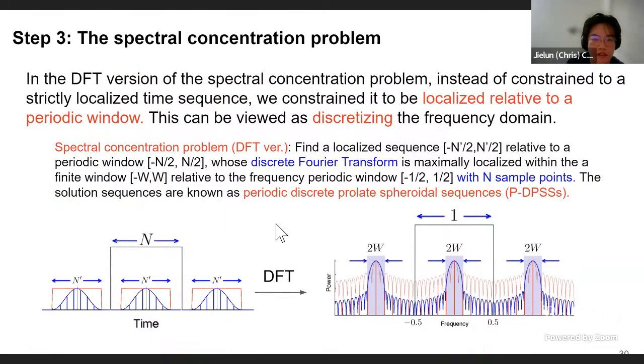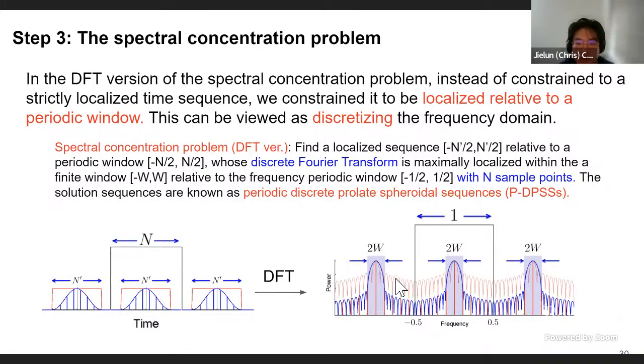So in our case, because we're using the discrete Fourier transform, it is actually a discretized version of this original spectral concentration problem. Instead of constraining to a strictly localized time sequence, we constrain it to be localized to a periodic window. So this can be viewed as discretizing in the frequency domain. It will have this larger box, and we just copy this larger box a few more times.